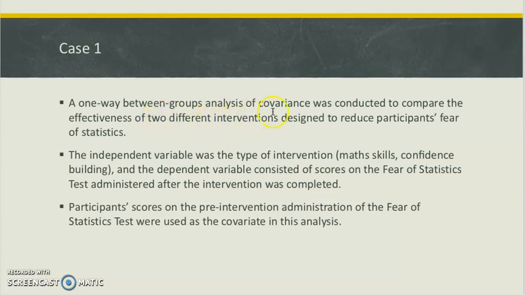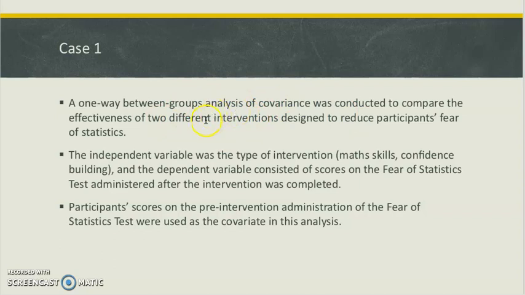So let's look at case 1, example 1. A one-way between group analysis of covariance was conducted to compare the effectiveness of two different interventions designed to reduce participant fear of statistics. So remember, in ANCOVA, you need two data. First is the covariate. So covariate is the pretest, and then you need the independent variable, which at least has two levels.